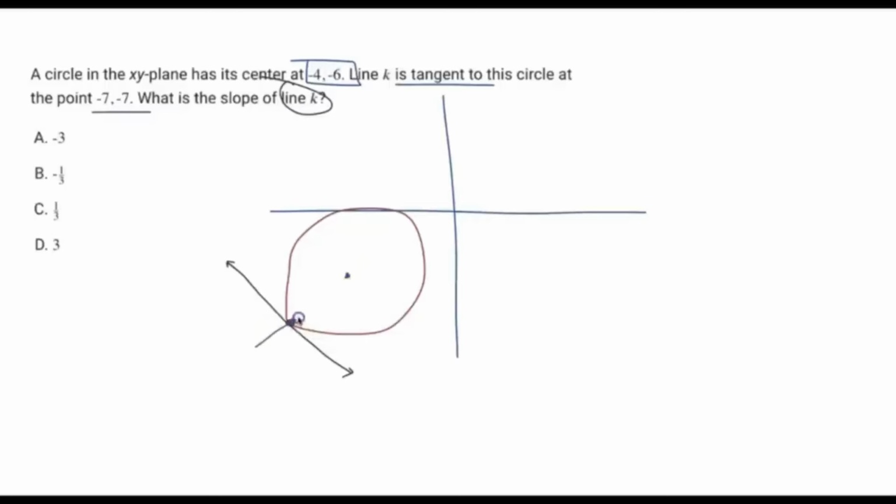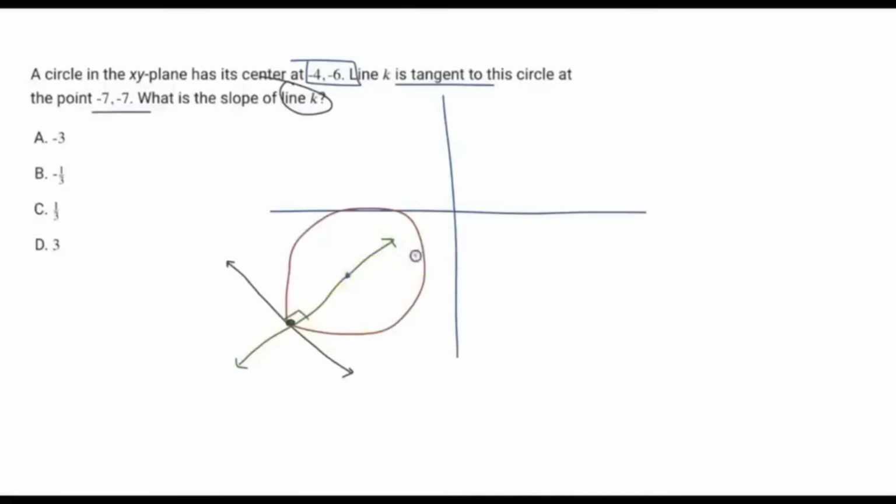So if we draw another line through the green line, that's a bad diagram. So we draw it through like this. Just pretend that's a straight line. You can see that the green line is going to make a perpendicular angle with line K. And so those are perpendicular lines. And perpendicular lines have opposite reciprocal slopes. And therefore, what we need to do is actually just find the slope of the green line here, and then we can find the slope of line K.